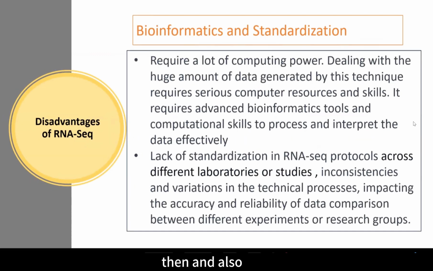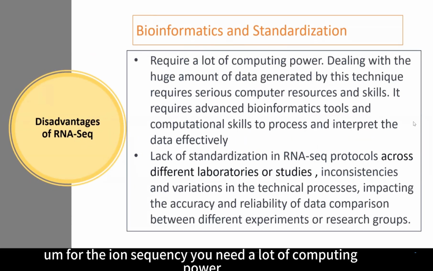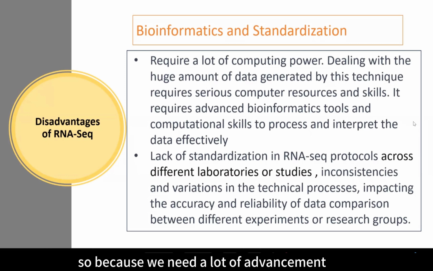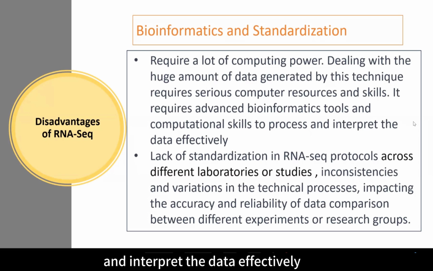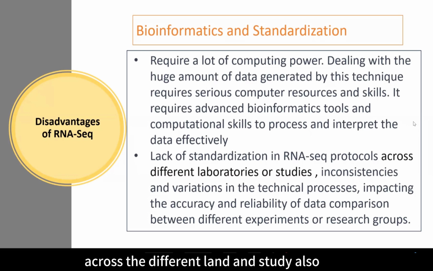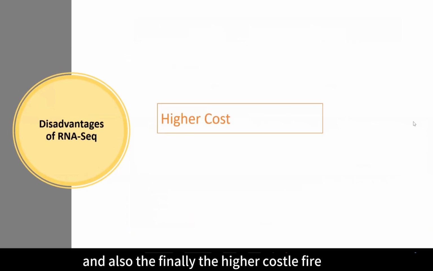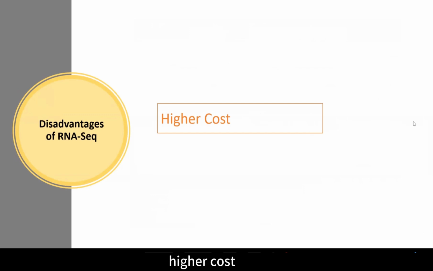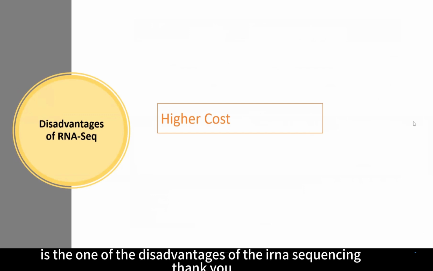So if samples are not immediately processed or stored properly, then RNA degradation can affect the quality of the RNA extract. Also, for RNA sequencing, you need a lot of computing power, because we need advanced informatic tools and computational skills to process and interpret the data effectively. Also, the lack of standardization in RNA sequencing across different labs and studies will impact the accuracy and reliability of data. And finally, the higher cost. Higher cost is one of the disadvantages of RNA sequencing. Okay, thank you.